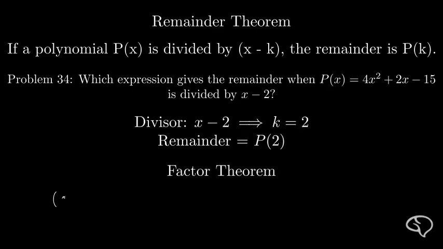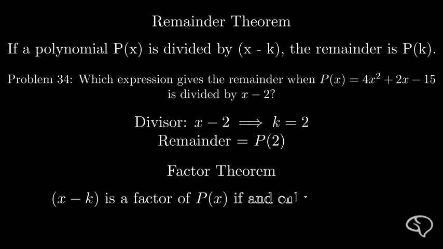The factor theorem is a direct consequence of the remainder theorem. It states that a linear factor x minus k is a factor of a polynomial p of x if and only if p of k equals 0. In other words, if the remainder is 0, the divisor is a factor.